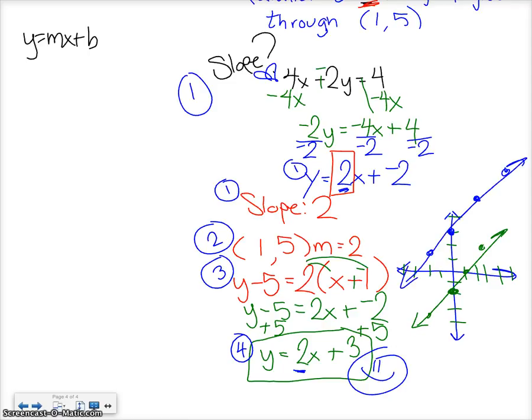They will never intersect. And you can always check your answer like that too. If you graph both of the lines, they should look like they will not intersect.